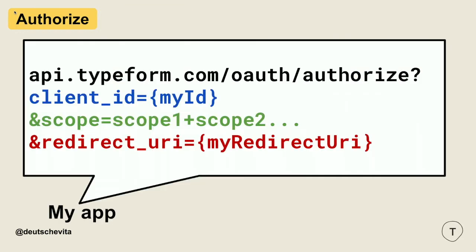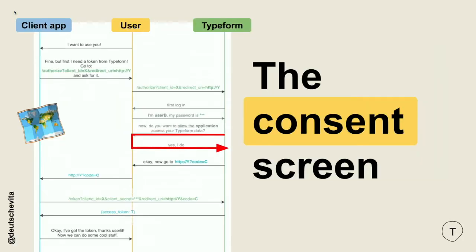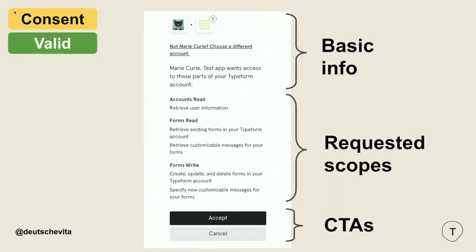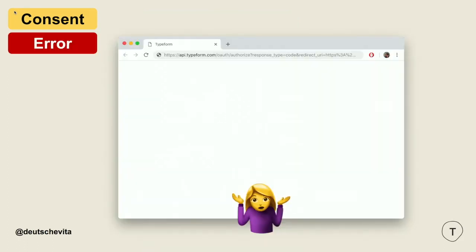And so if everything in this link is correct and valid, when the user clicks it, Typeform will generate what's called a consent screen. So again, as you can see in the diagram, it's an interaction from Typeform to the user and back, and again through the user's browser. And it looks something like this. It will have basic information about the app and about the user that's requesting the information. It will have a list of scopes so that the user can review them, and then just calls to action to accept or decline. And this is what the consent screen will look like in Typeform if everything in that link was correct. Now, if anything was wrong, it will look something like this.